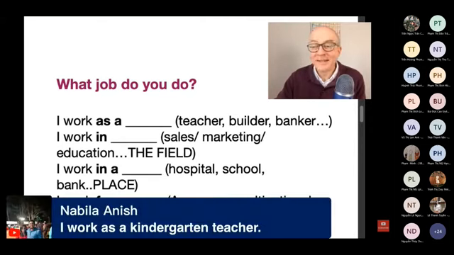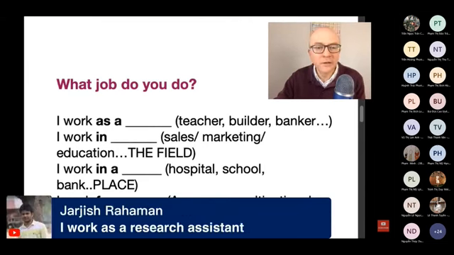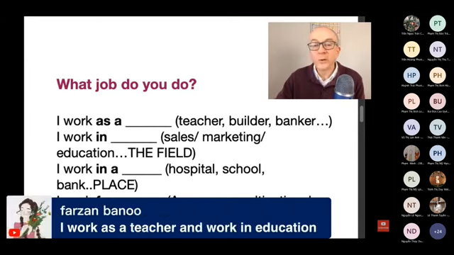Can you see that, everybody? The difference between work in the field and work in a place. Nabila is also a teacher, kindergarten teacher. Brilliant. Jarjish is, I work as a research assistant. Fantastic. Great. And Farzan also, I work as a teacher and work in education.